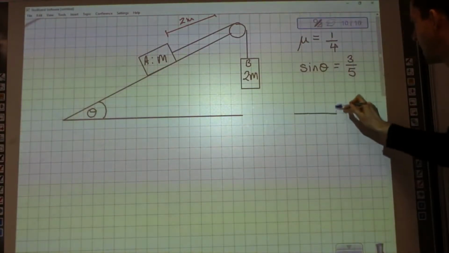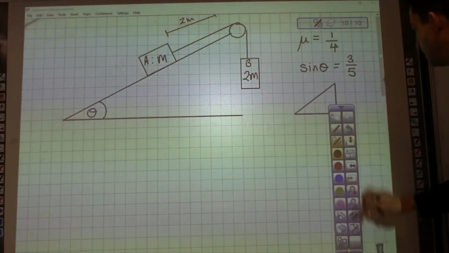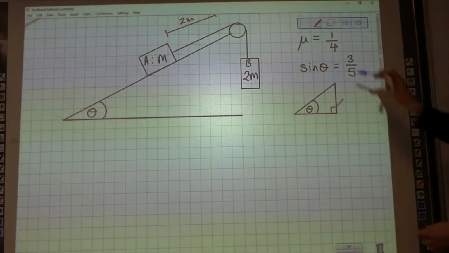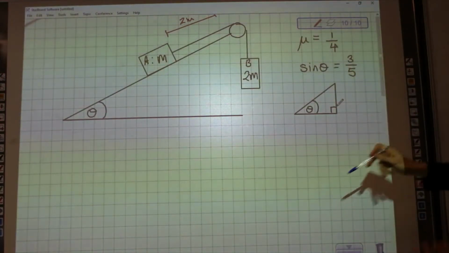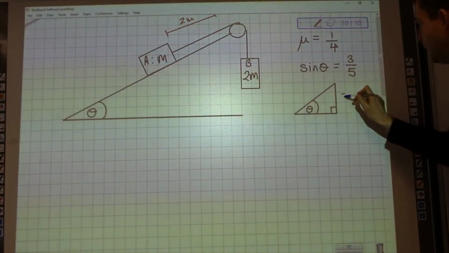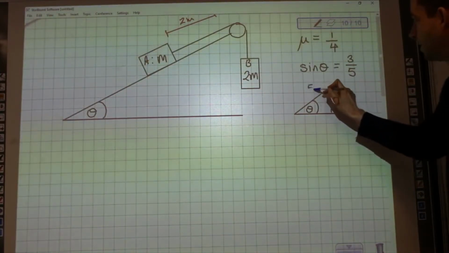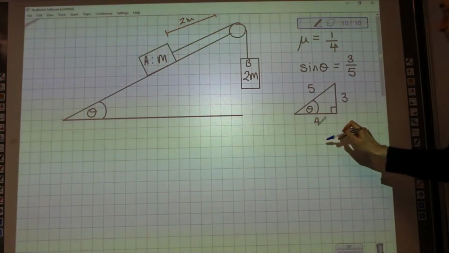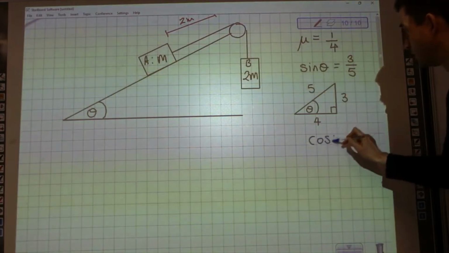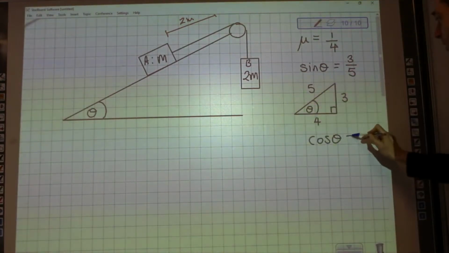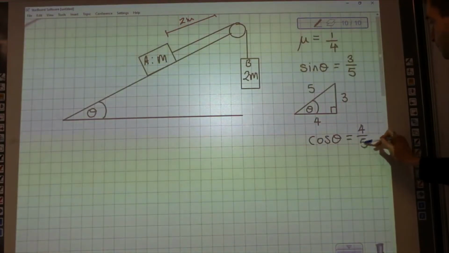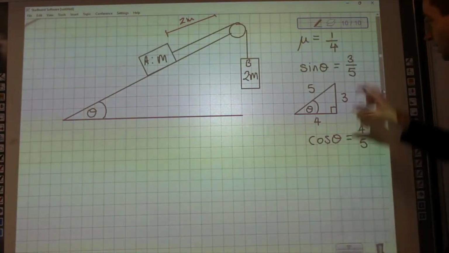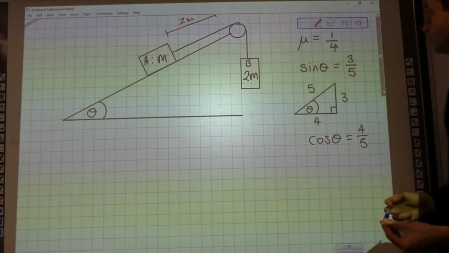And the way to do that is just to draw out a very quick right angle triangle with an angle of theta. Now if sine theta is 3 over 5 and sine is opposite over hypotenuse, it means you have an opposite of 3 and a hypotenuse of 5, which using Pythagoras means that your adjacent must be 4, and therefore cos theta, using adjacent over hypotenuse, must equal 4/5. If you do enough mechanics, that's the kind of thing that you will just be able to see and remember rather than having to draw out that triangle every single time.